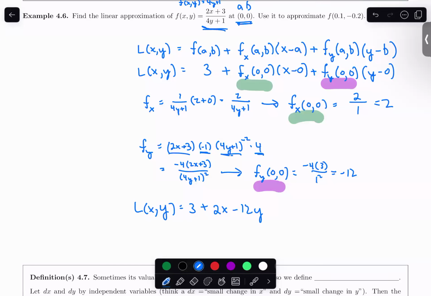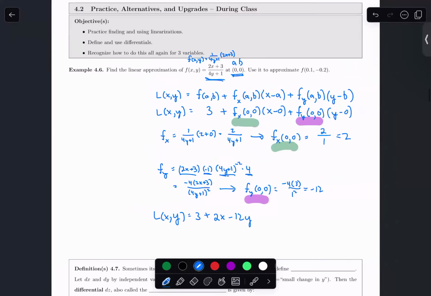And again, this is supposed to be a plane, right? The linearization is just a rearranging of the tangent plane equation. And so we should have x to the first power, y to the first power. If you tell me that the linearization of the tangent plane has x squared, I'm going to be confused by that. It shouldn't have any x squareds or cube roots of y's or anything like that. It should be a nice plane equation.